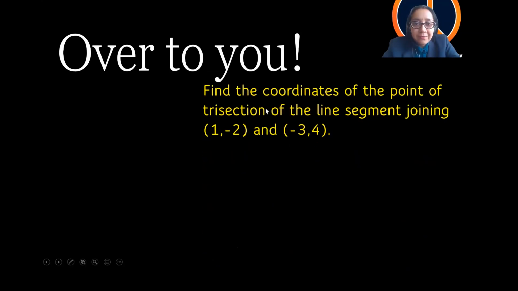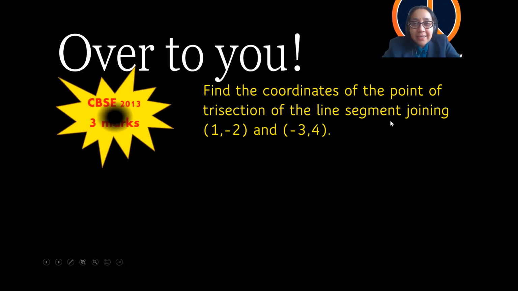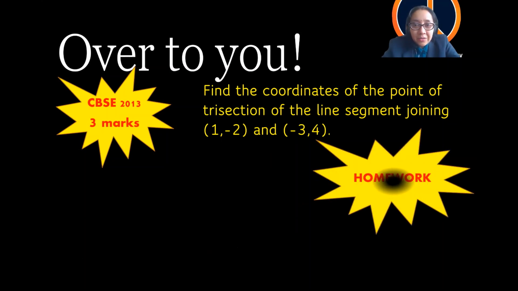So now this is the last question, which you can answer in my comment section. So this is the question: find the coordinates of the points of trisection. So I'm giving you a slightly challenging question. Trisection I will explain to you, and the line segment joins (1, minus 2) and (minus 3, 4). It also came in CBSE in a previous year, and this is your homework. Okay. You can calculate and write down the answers in my comments.